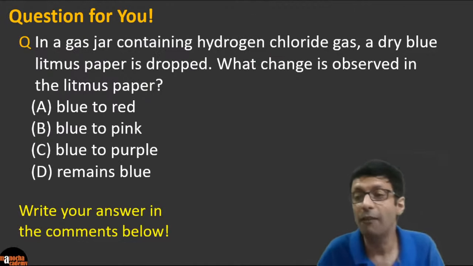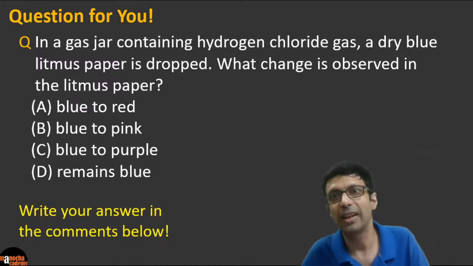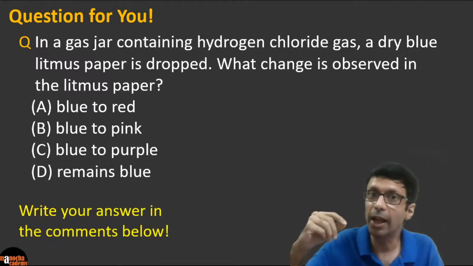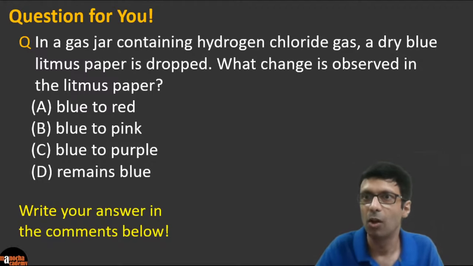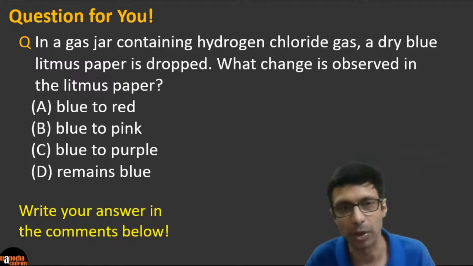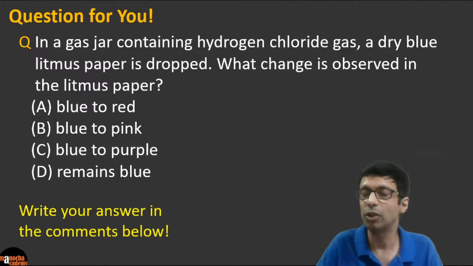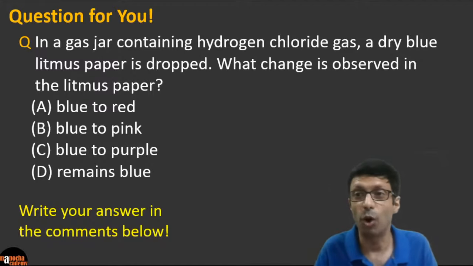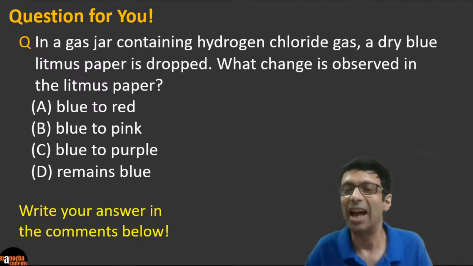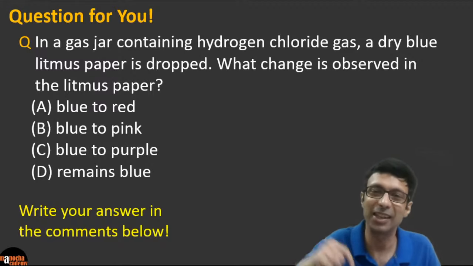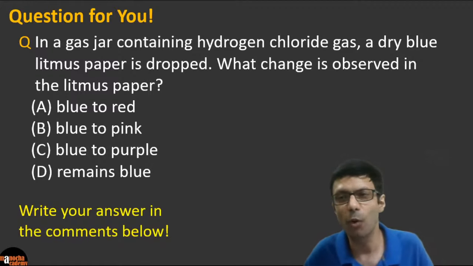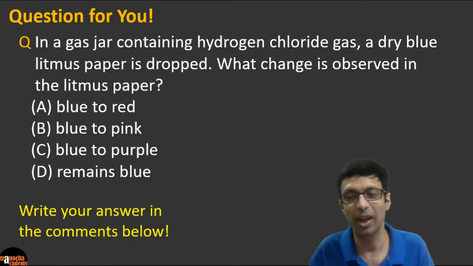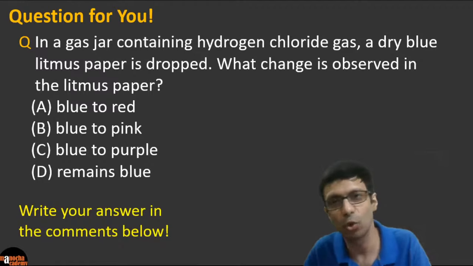Great. And now I have a homework question for all of you. In a gas jar containing hydrogen chloride gas, if a dry blue litmus paper is dropped, what change is observed in the litmus paper? Do you think the blue litmus paper is going to turn red, or turn pink, or turn purple, or will it remain blue? So I want all of you to try this question, and do let me know your answer by putting it in the comments below. I look forward to reading everybody's comments, okay? And I promise to reply to them as soon as possible.